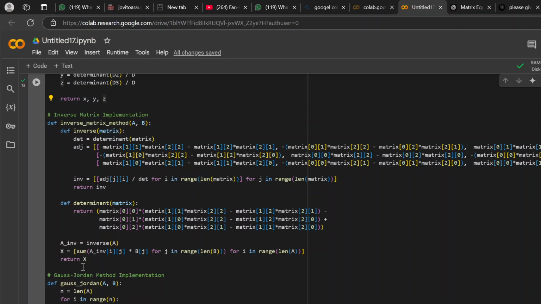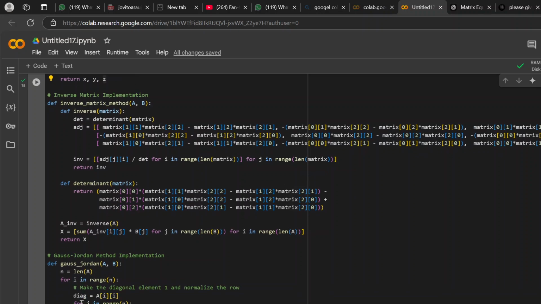For the Gauss method implementation, first we must use the definition. We have def Gauss Jordan method. The variables are A and B. The second one is n, which is len A. Then there is the condition, if the rank is equal to n, like this one.